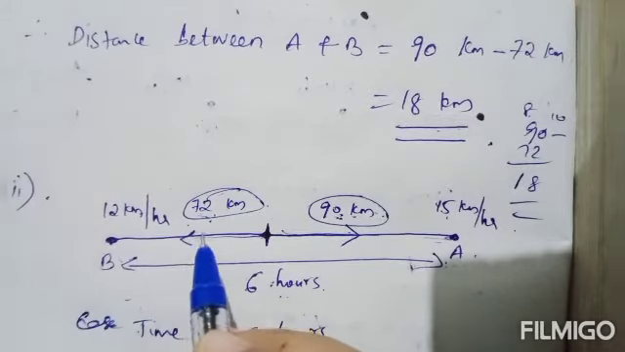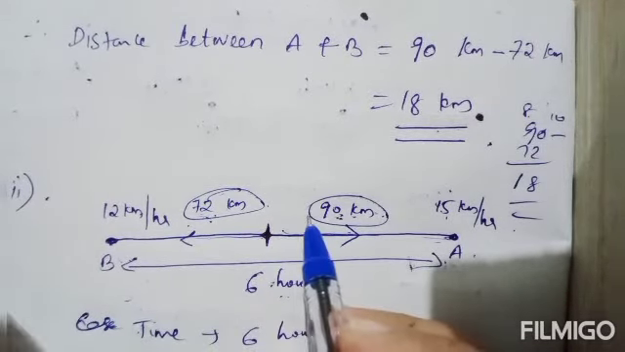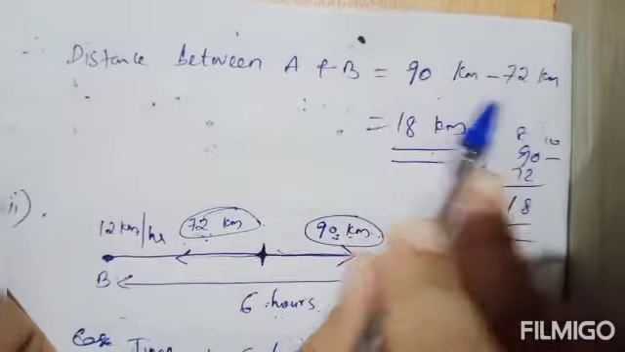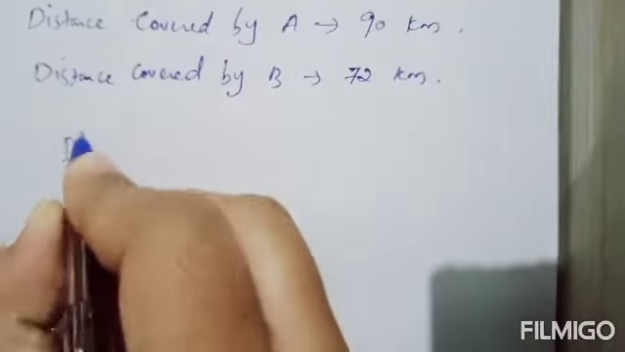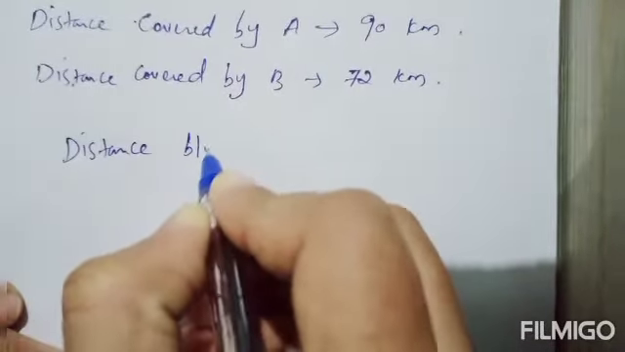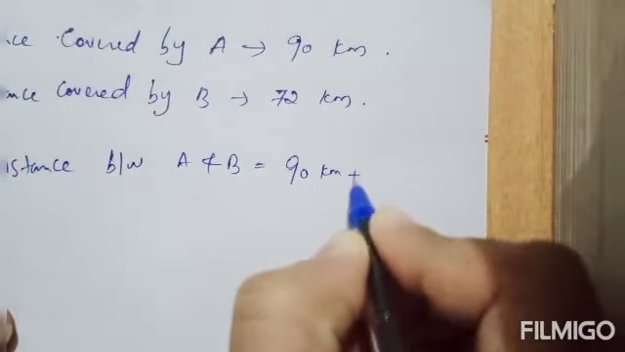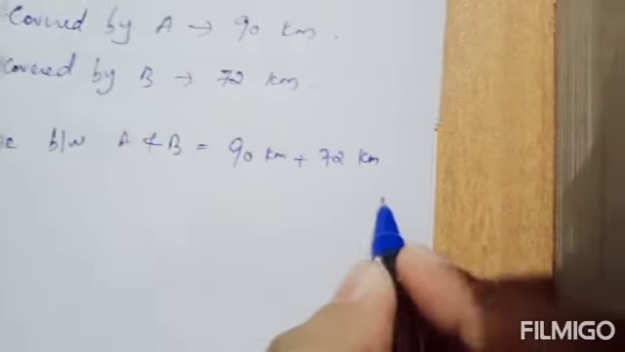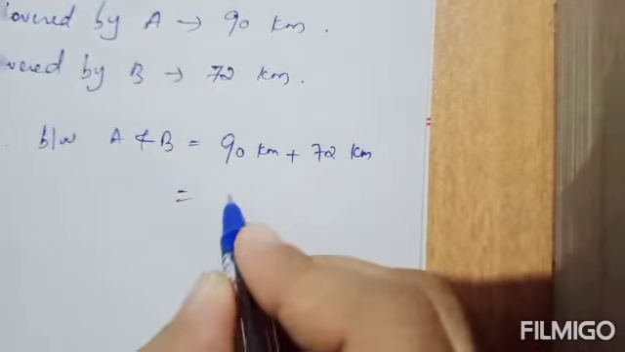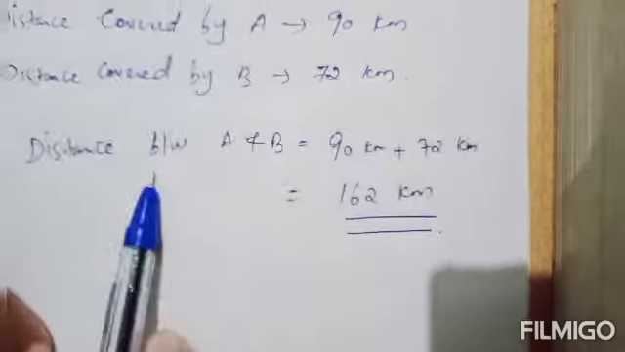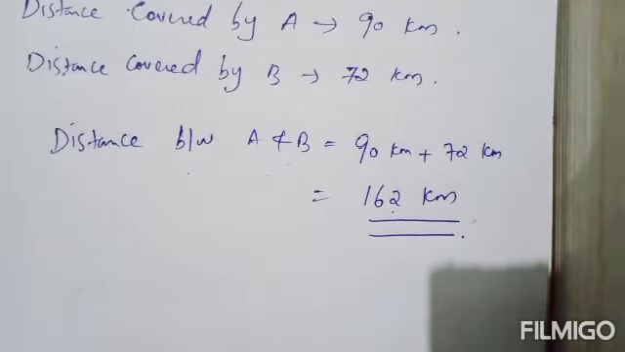Okay, so if they are moving in opposite direction, you have to add the distances. If they are moving in the same direction, you can find the distance between them by subtracting the distances. So here you have to add distance between A and B. It is 90 kilometer plus 72 kilometer. Now 90 plus 72 you will get 162 kilometer. This is the distance between A and B if they are moving in the opposite directions.